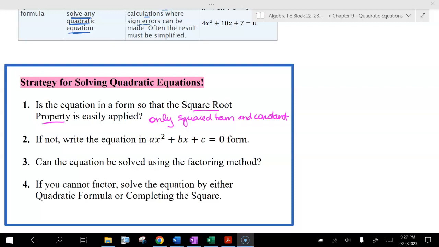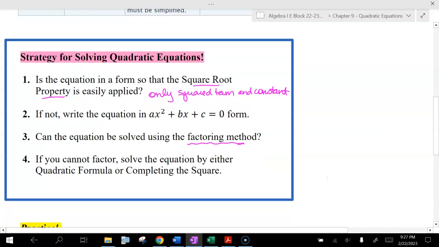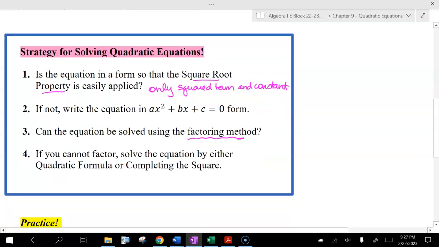If you can't use the square root property, then what I would suggest next is pulling everything to one side of the equation and setting it equal to 0. Because if you can do that, you can see if you can solve the equation using the factoring method. If you can't use the square root property, the factoring method is going to be the fastest way to solve a quadratic equation. But sometimes factoring isn't possible.